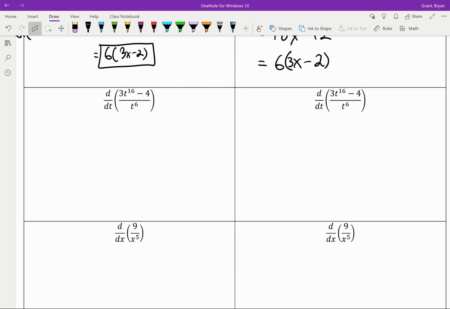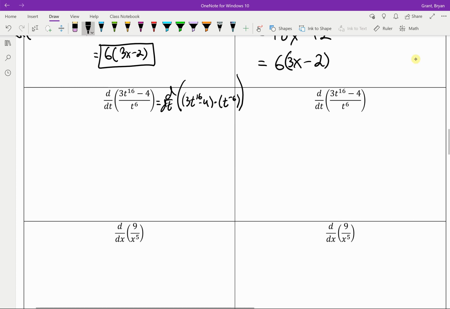d/dt of this problem. Well, this is weird because I see a function up here with t and another one down here, but they're being divided, not multiplied. However, you might remember from last class that we can rewrite this as 3t to the 16th minus 4 times t to the negative 6th, right? We can bring that up as long as we group the numerator in parentheses.